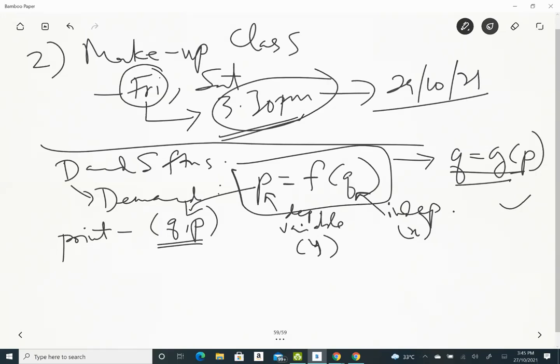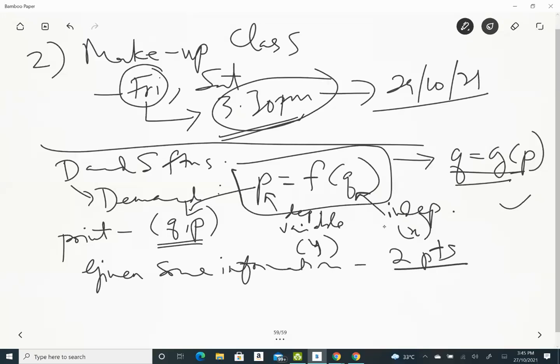So you want to determine the demand function given some information. Now, the most common information, the other options easily follow from there, is given 2 points. Of course, you can also do it given 1 point and the slope, but this you can do on your own. Or given the intercept, that means the price intercept, and also given the slope.